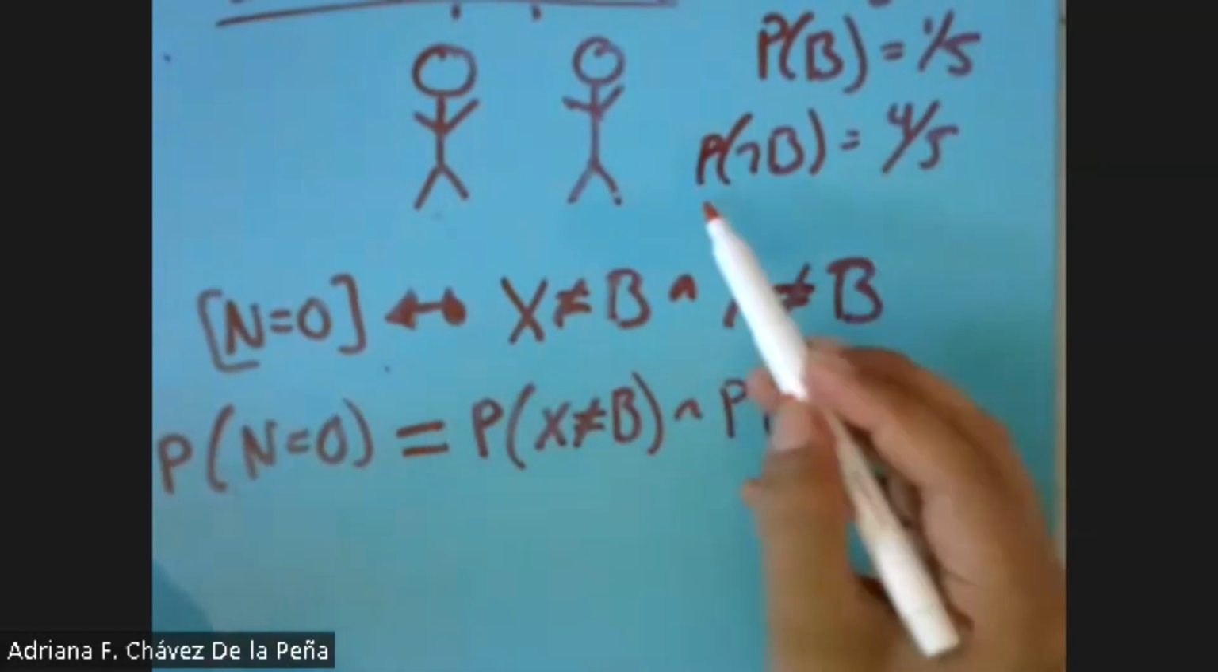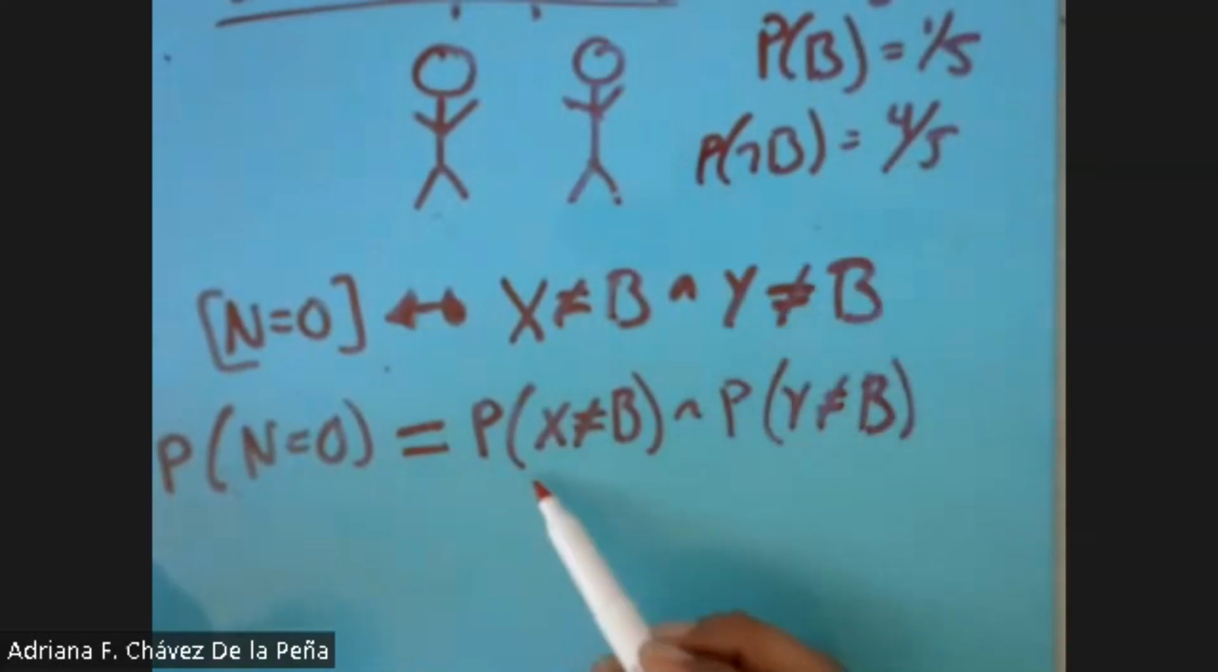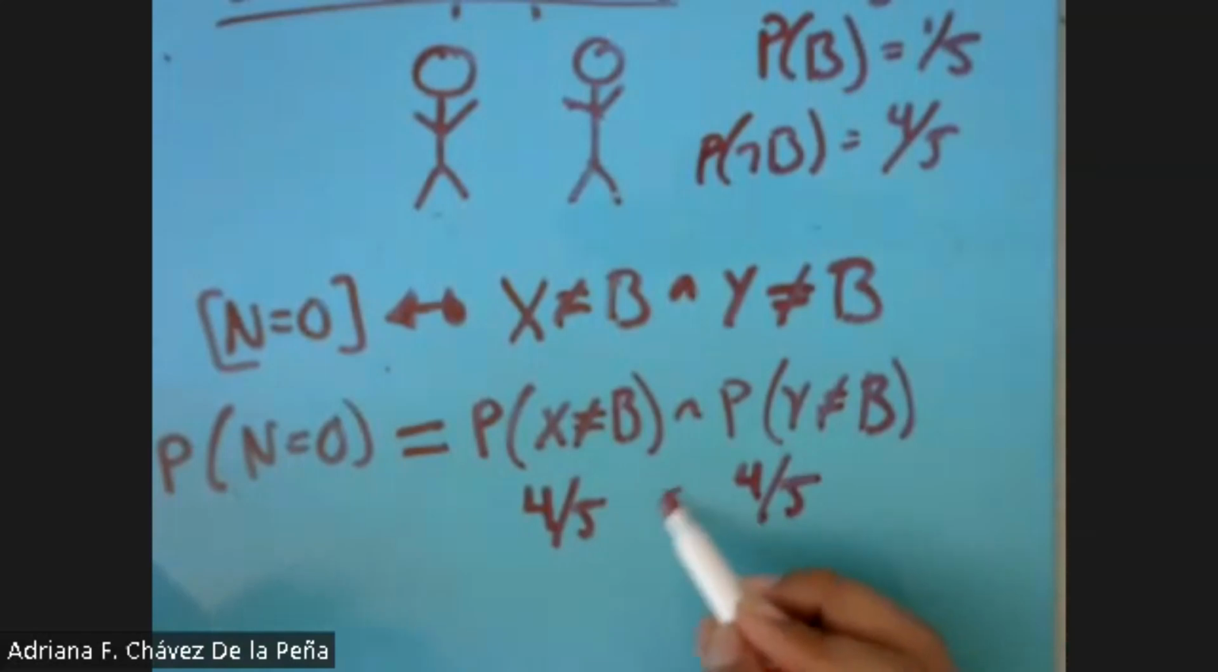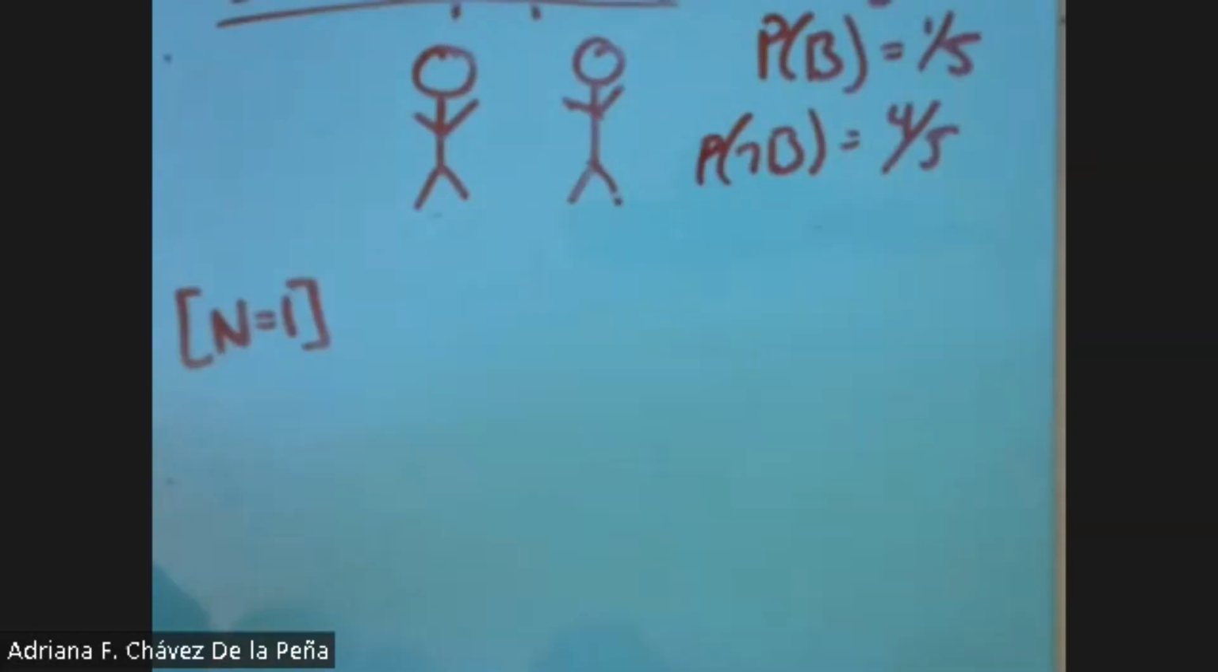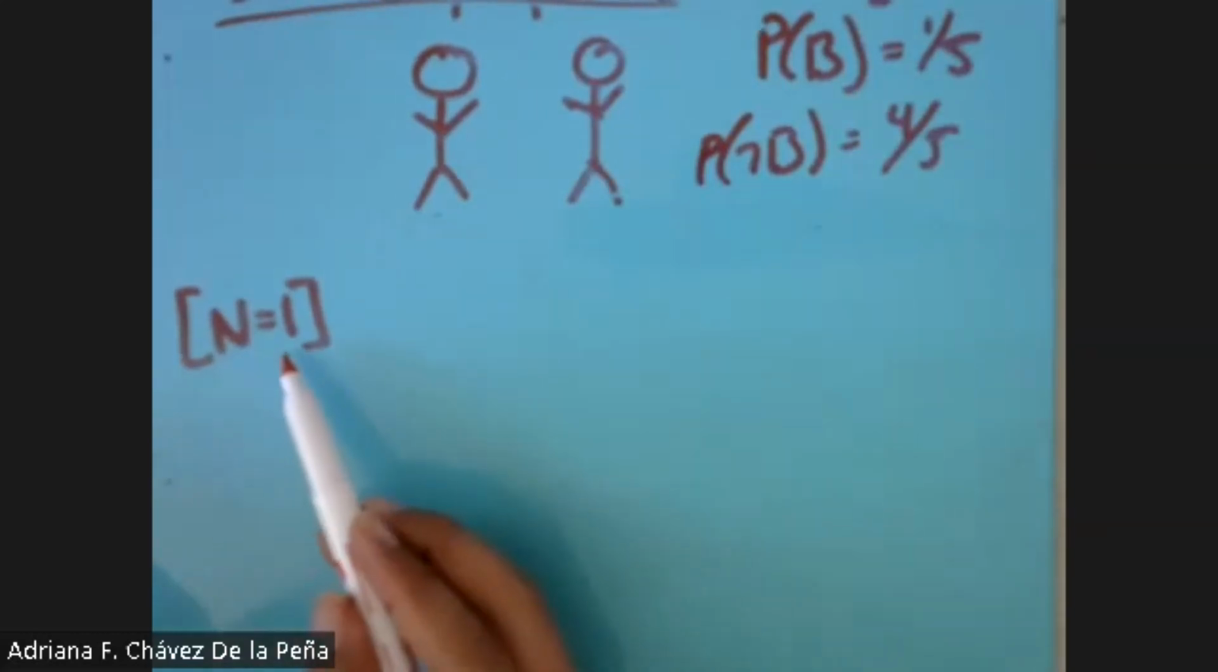And we are given here by the problem setup, this probability is the probability of my eyes not being blue. So this is just 4/5 times 4/5. And I can solve that very quickly, numerator by numerator, denominator by denominator. So we know our first probability. Then we're going to move to the next case where the total number of people with blue eyes in my sample is just 1.